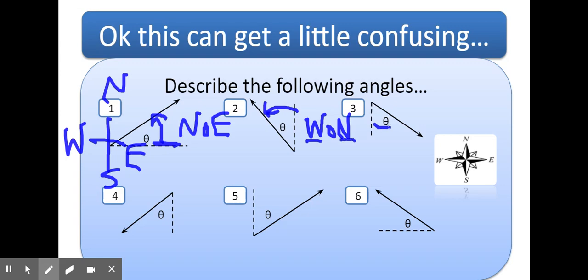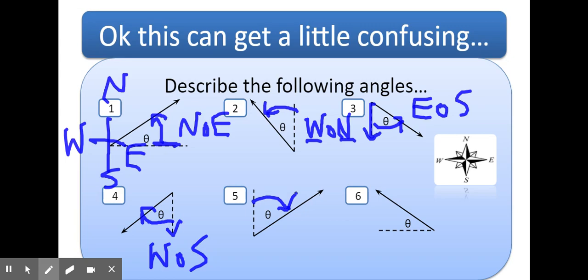Now let's look at this one. Okay, so it's going toward the east, and it's coming from the south. This line is pointed toward the south. So this is going to be east of south. Now we'll look at the next one here. It's going toward the west and it's coming from the south. So it's west of south.